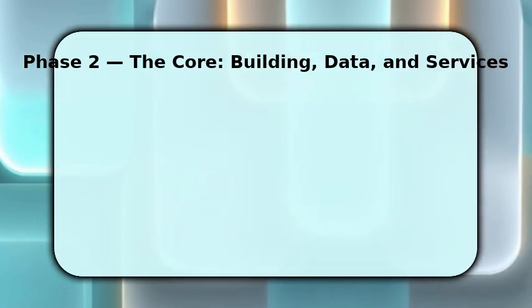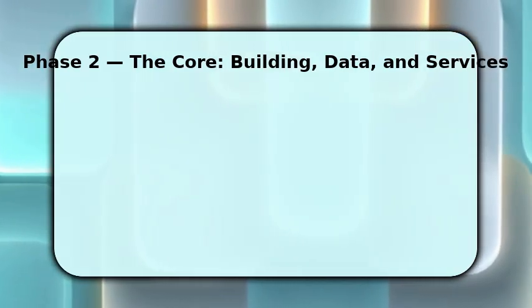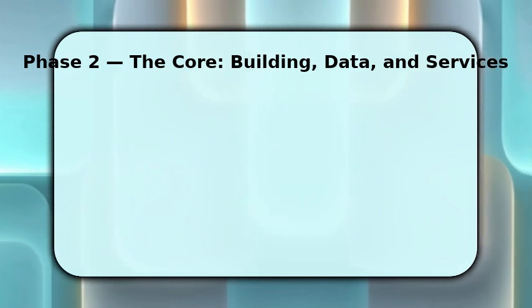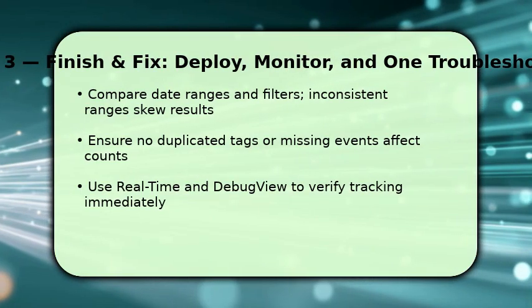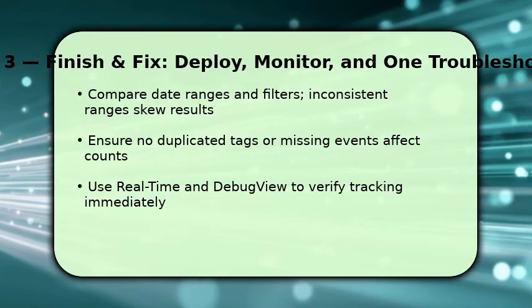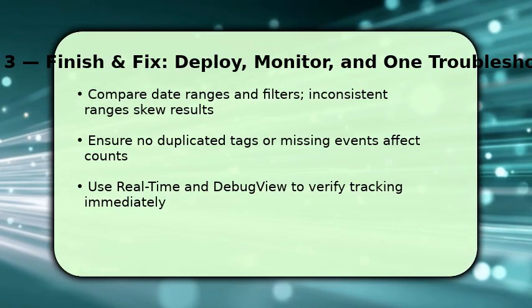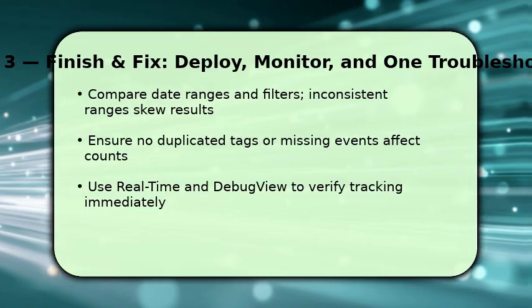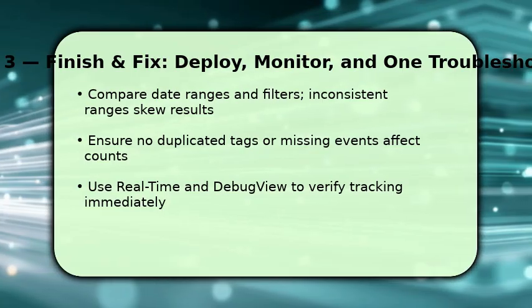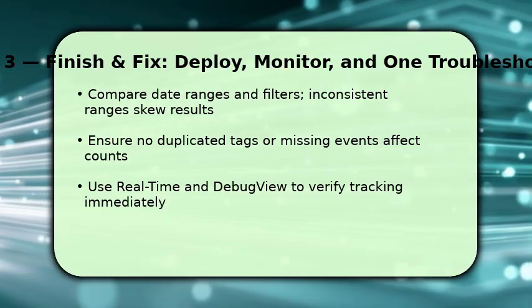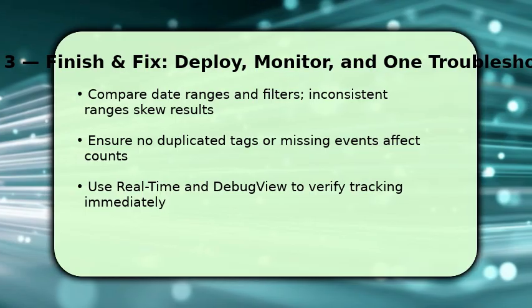Then apply secondary dimensions to break down by page, source, or device, so you see where high bounces originate and why. Finish by validating your findings. Compare the same date ranges and remove filters that could exclude traffic, because mismatched ranges or filters will distort bounce rate. Make sure you don't have duplicate tracking tags or missing event definitions. Those change session and bounce counts.